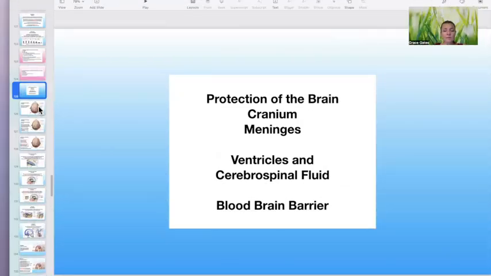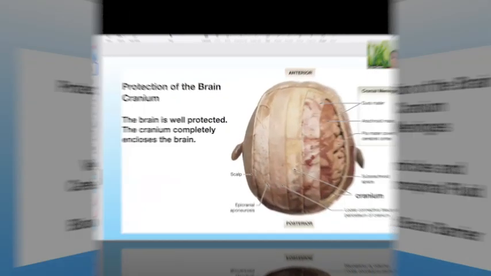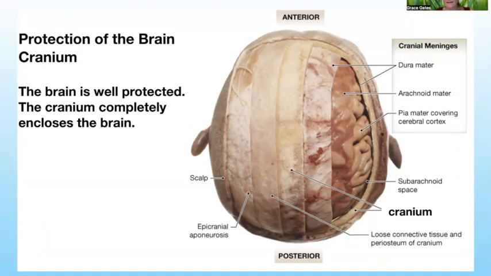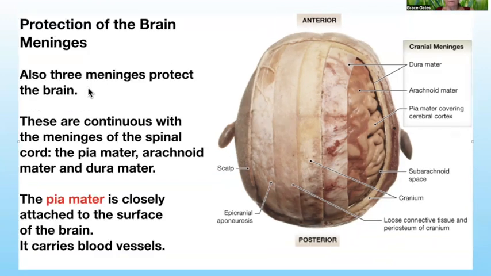Okay, protection of the brain: the cranium, the meninges, the ventricles and cerebrospinal fluid, and the blood-brain barrier. The brain is very well protected. First of all, the cranium completely encloses the brain, and it's a hard, bony, I always say eggshell, but that sounds like it would be fragile, but eggshell around the brain. Then there are three meninges that protect the brain.